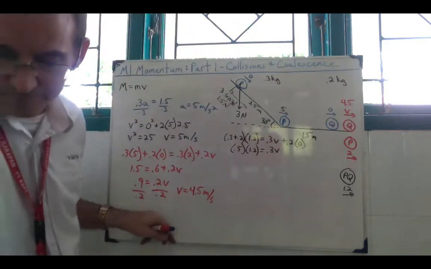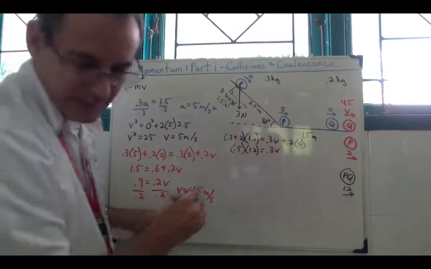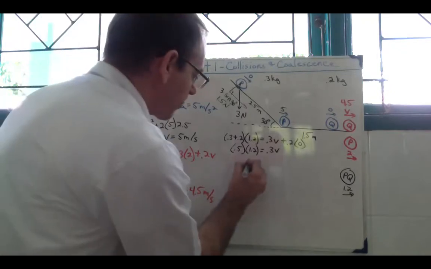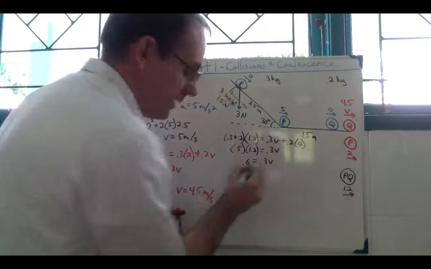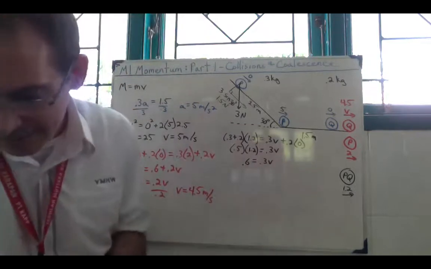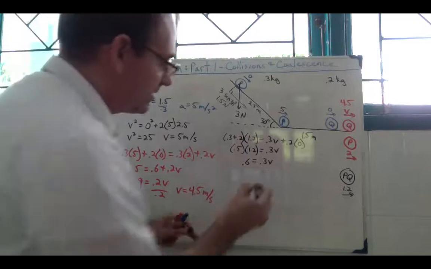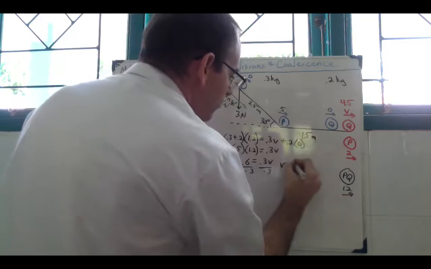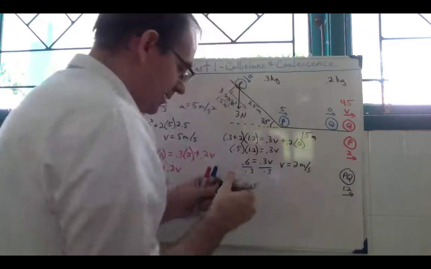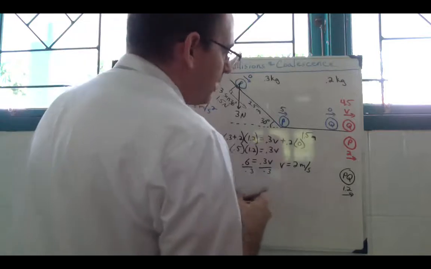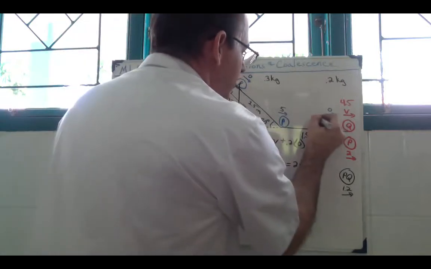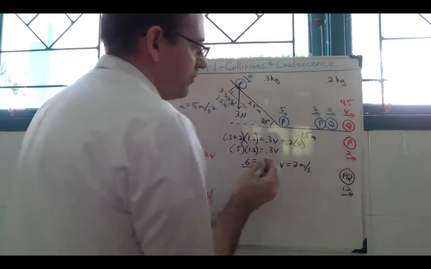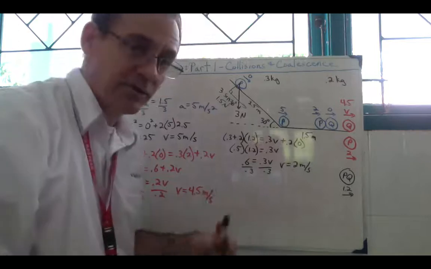Now that we have that, now we have 0.6 equals 0.3 v. And our v now, divide by 0.3, divide by 0.3. Our velocity is now 2 meters per second. So what that means is with this rough plane, particle P gets over here just before it collides with a velocity of 2. So it has slowed down some.